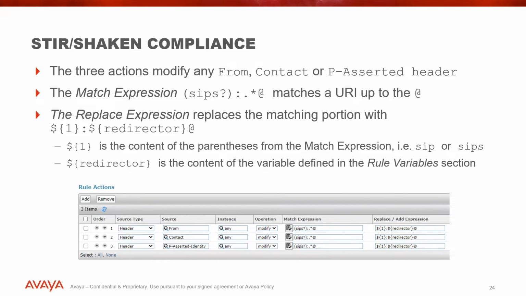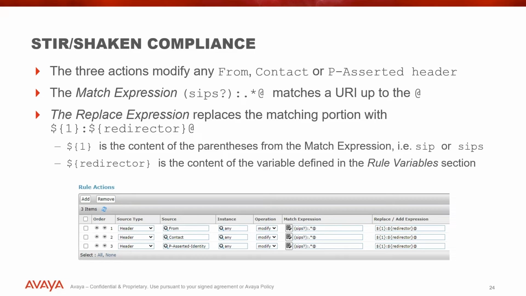The 3 actions are going to modify the from, contact, or PAI header. The instance here is any. You're only going to have one from header, but I just use the instance any to modify one or more from headers. Likewise, only one contact header, only one PAI header. I could have used one for the instance instead of any. We're going to modify those 3 in exactly the same way.